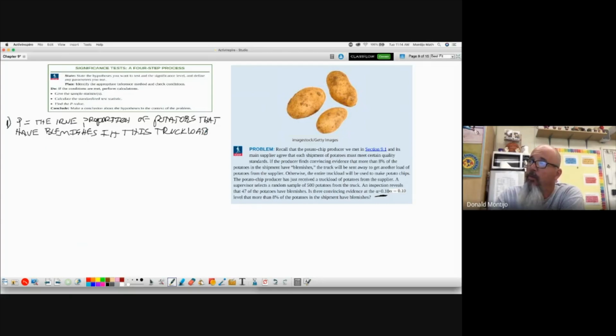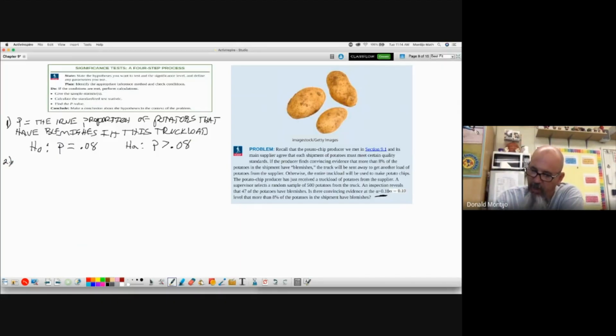So the null, H naught: p equals 0.08. Remember, the null is always, no, there's no difference. It is as stated. It is as claimed. Versus the alternative. What are we worried about if the truck has too many blemishes? So we would say greater than 0.08. Now we've done step one. So remember, step one, what are we going to do? We're going to test: is the true proportion of potatoes that have blemishes in this truckload greater than 0.08?